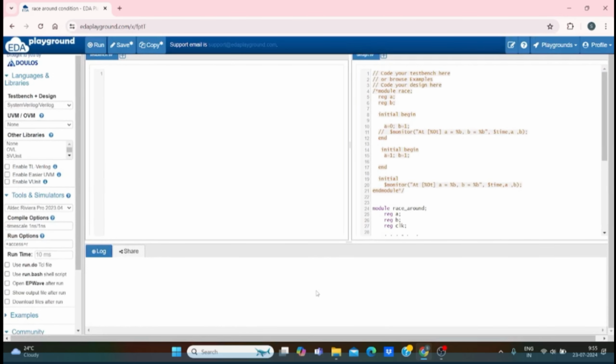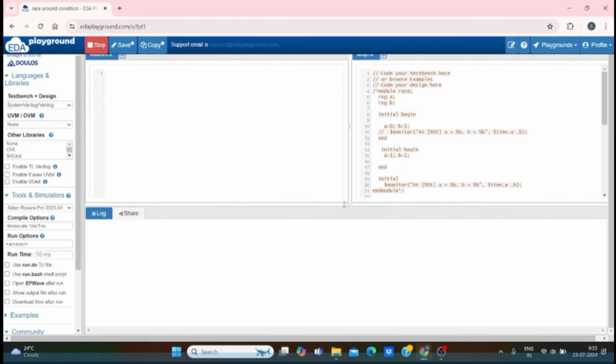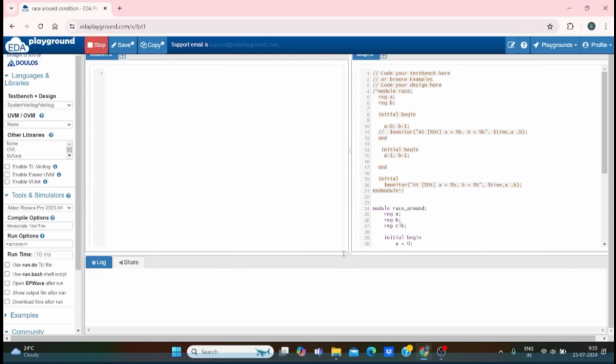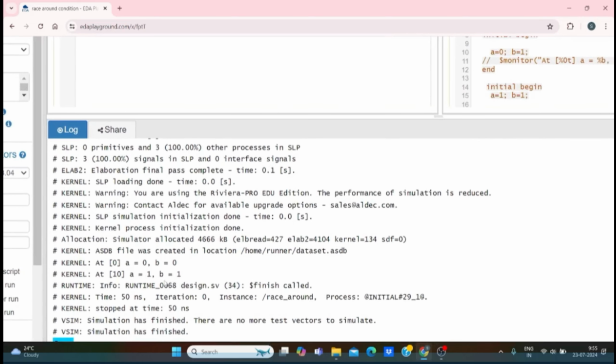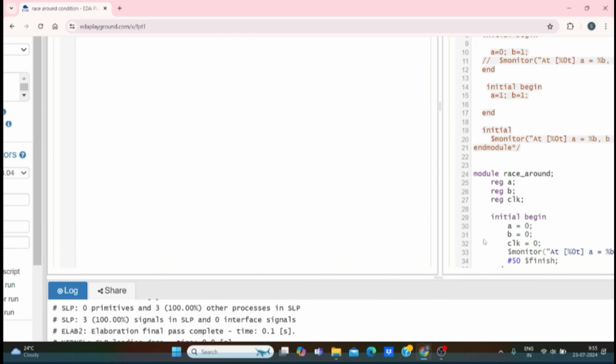If you run the code, see what is the output at 0. Okay, a equal to 0, b equal to 0. Since these are the initial values, they are displayed. And now at 10 the clock is being started, is it or not? Now at 10, what are the things that are executed? A equal to 1, b equal to 1. Why a equal to 1, b equal to 1?